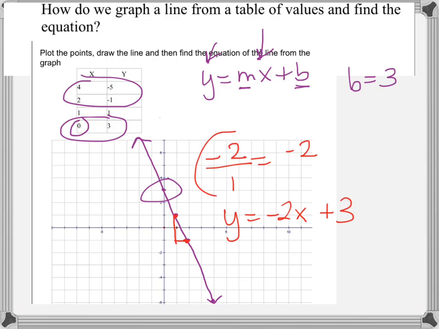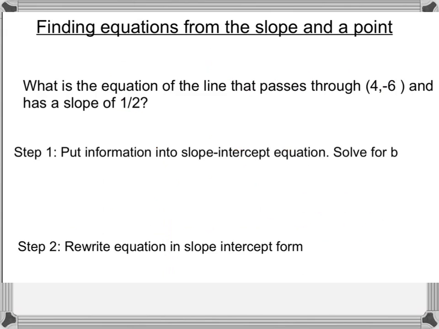Now I said before to keep the slope as a fraction, and I guess what I meant to say is keep it as a fraction unless it reduces to an integer. Okay, so this negative 2 over 1 reduces to an integer, so I'm going to keep it as an integer. All right, so there is my equation, and there is my graph.